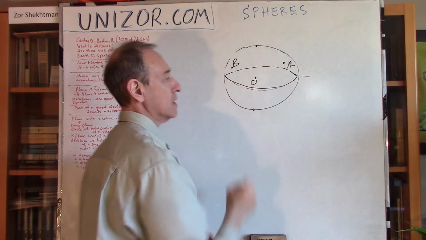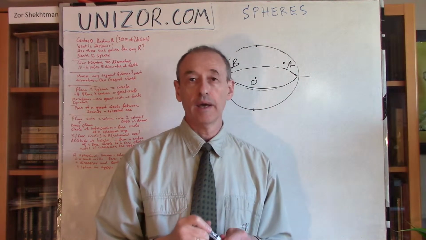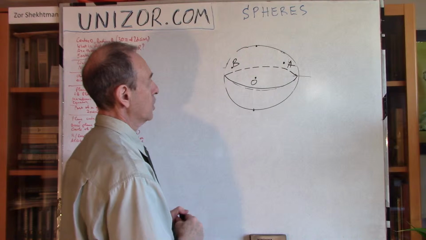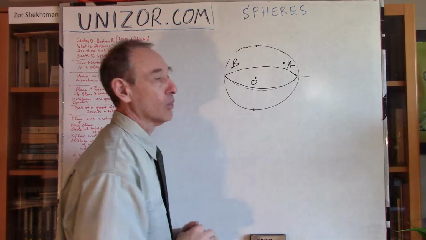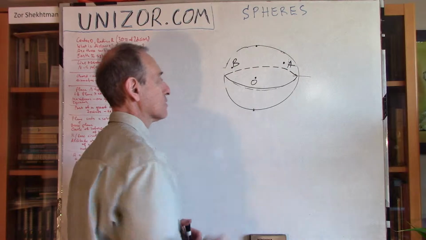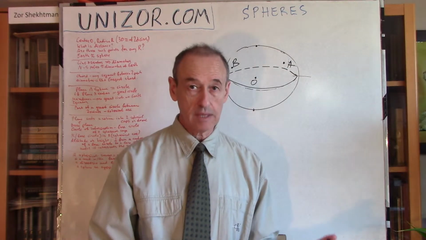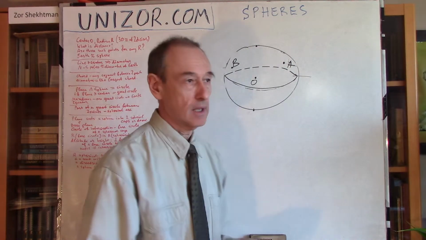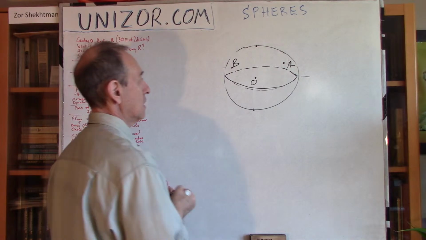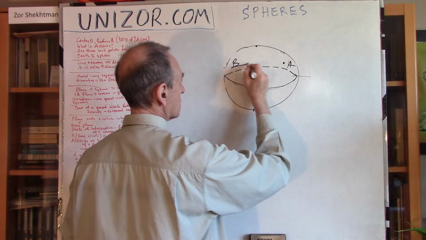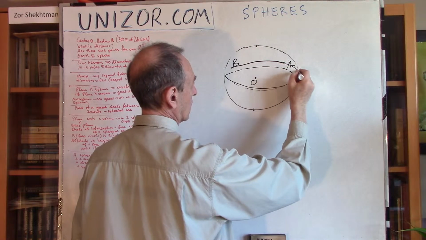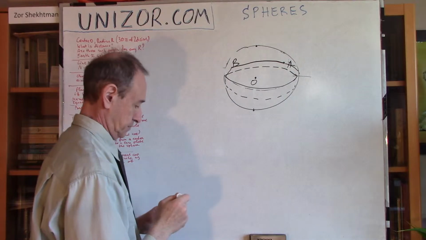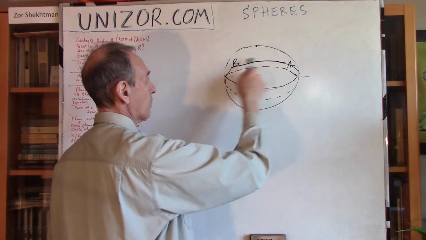Now, 3 points, A, B, and O, always define a plane. So let's build a plane which passes through all these 3 points. Now, since it's passing through the O, it's passing through a center, the intersection between this plane and the sphere is some kind of a great circle. Something like this.